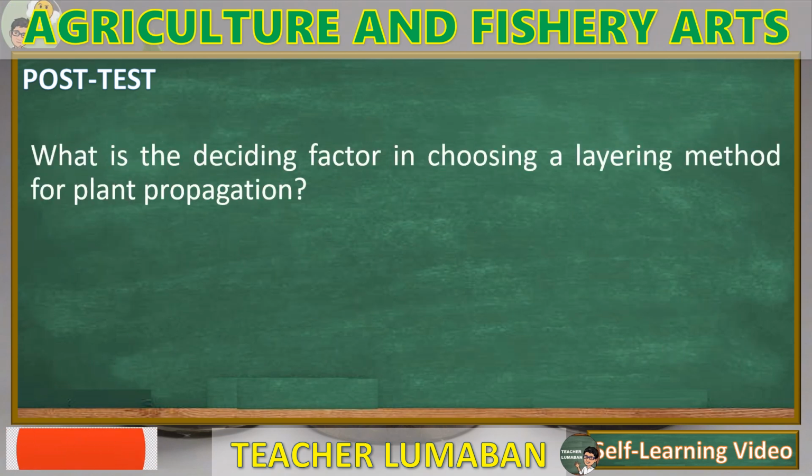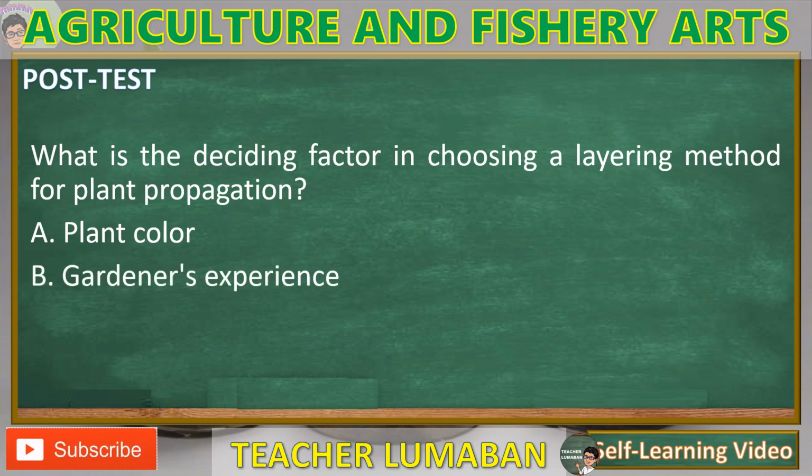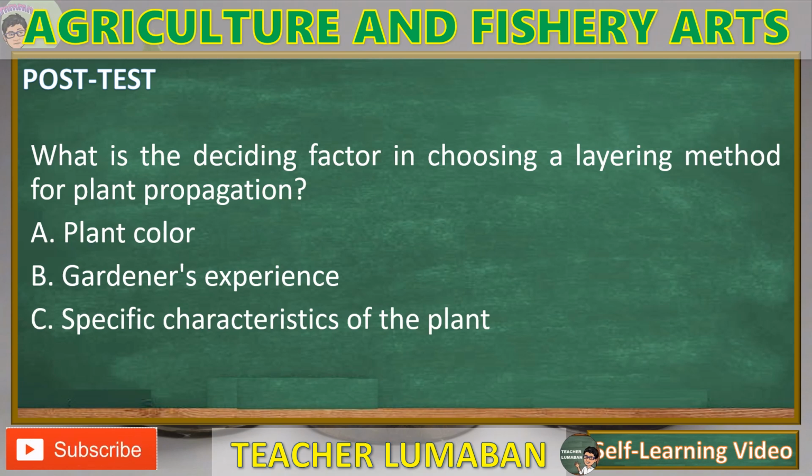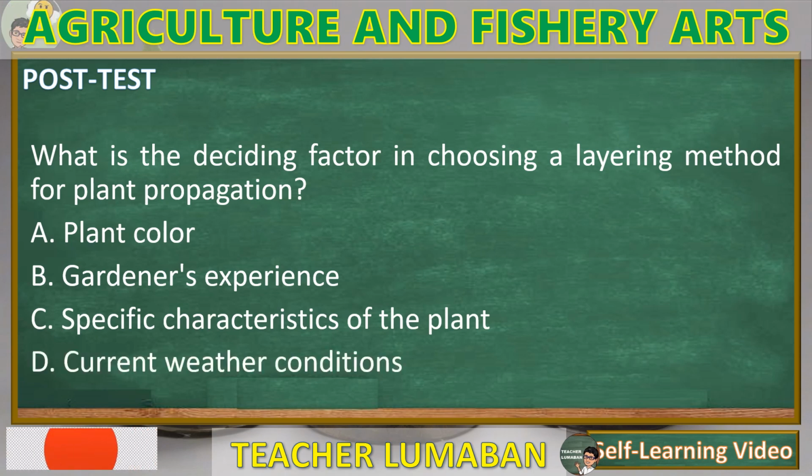What is the deciding factor in choosing a layering method for plant propagation? A. Plant color. B. Gardener's experience. C. Specific characteristics of the plant. D. Current weather conditions.